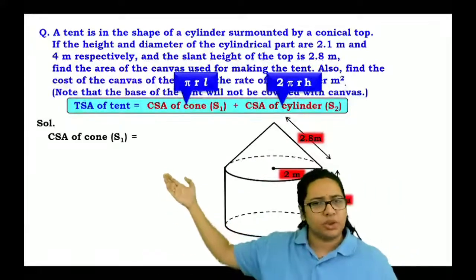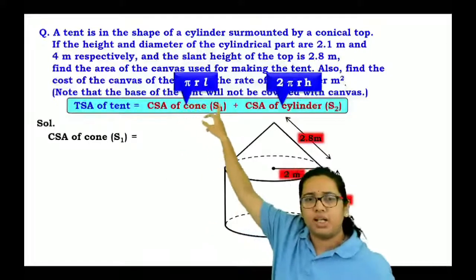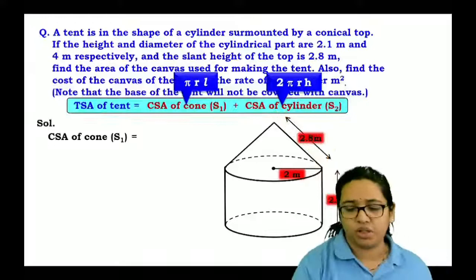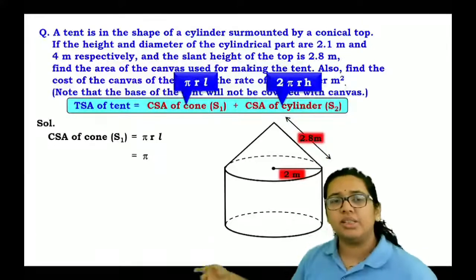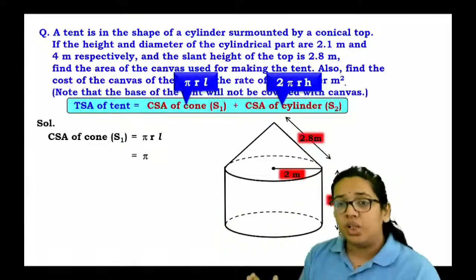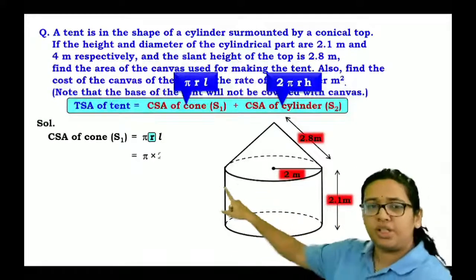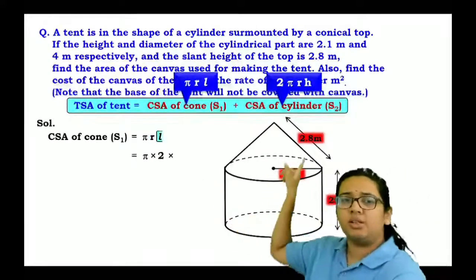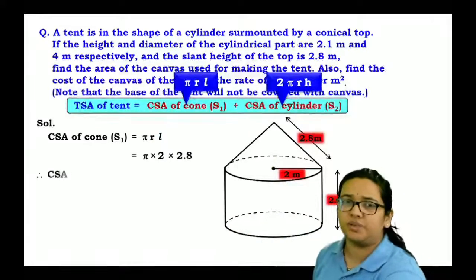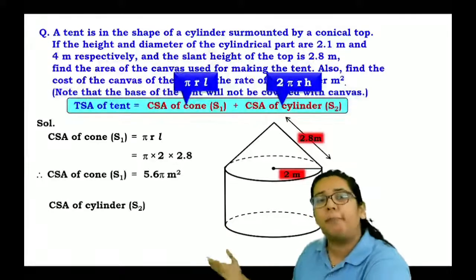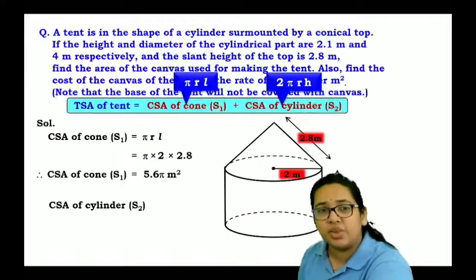Curved surface area of the cone is nothing but pi r l. r will be 2 meters. Slant height will be 2.8 meters. Hence, the curved surface area of the cone will be pi into r, which is 2 meters, into l, which is 2.8 meters. So the curved surface area of the cone will be 5.6 pi square meters.